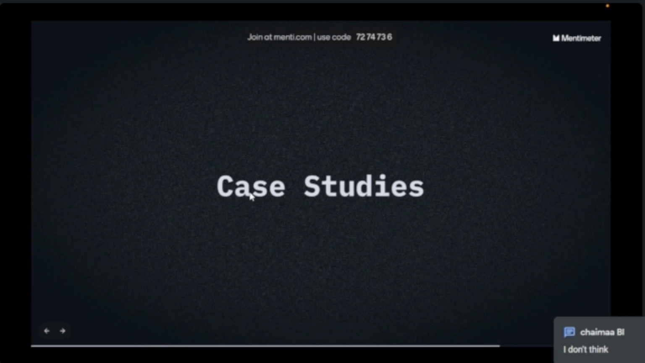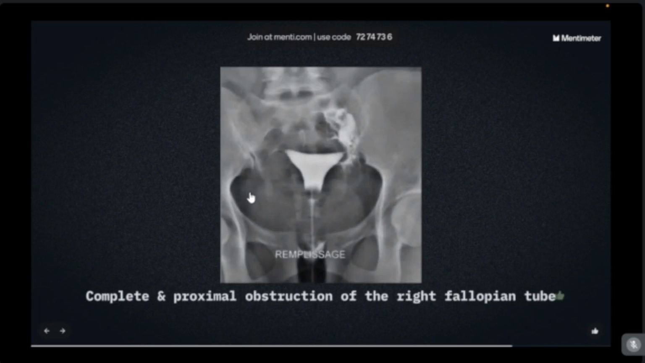So now we will dive into the case studies. Now we will have our first case study. So here we see a case of unilateral tubal blockage. In the described hysterosalpingography image, we observe a complete and proximal obstruction of the right fallopian tube. Because you can see here the contrast passing into the peritoneal cavity, but here it goes and it stops right here. So we have a complete and proximal obstruction of the right fallopian tube.